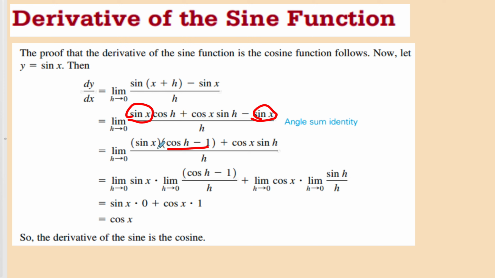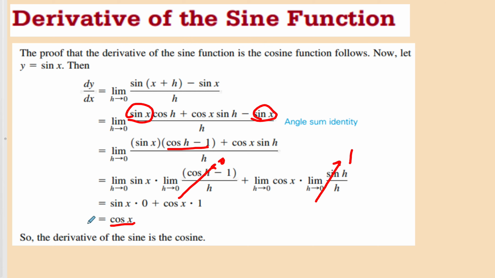Then I'm going to notice that the limit of a product is the product of the limits, and as h goes to 0, this has no effect on here, so it's just sine of x. This is a limit that we've had before, that goes to 0, which makes this whole product 0. There's no h here, so we know it's cosine, and this is a very famous limit that we know goes to 1. And so here's our answer.